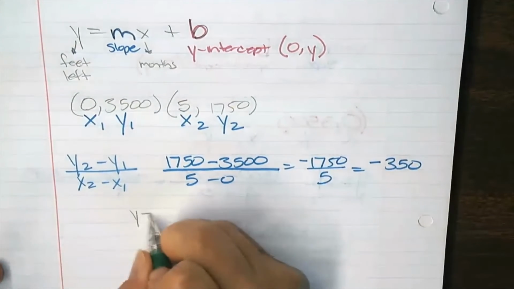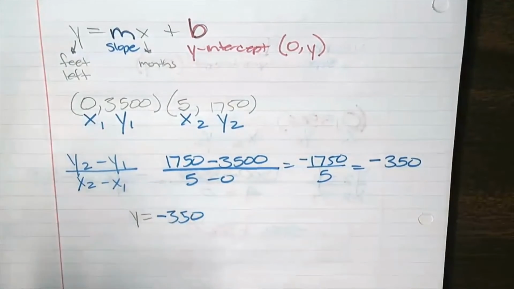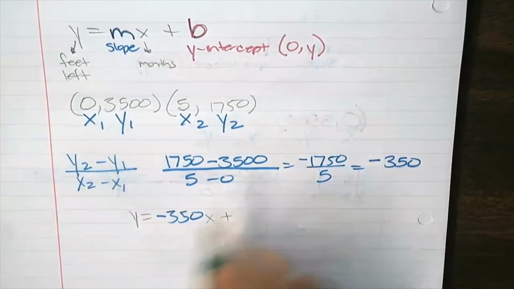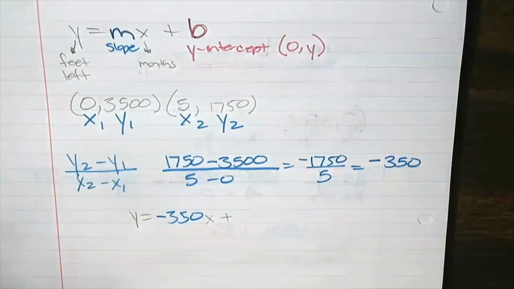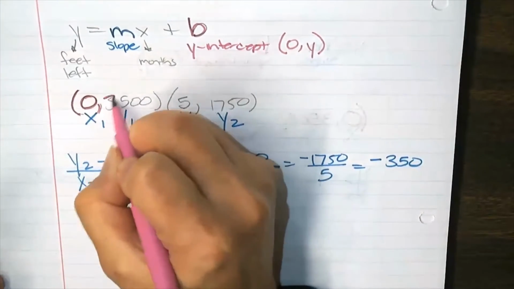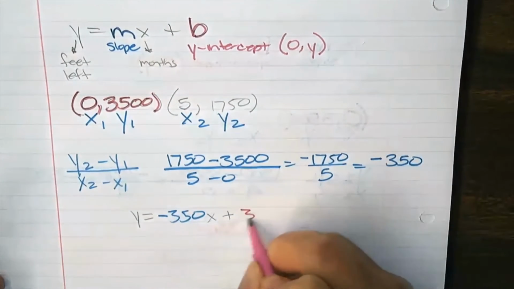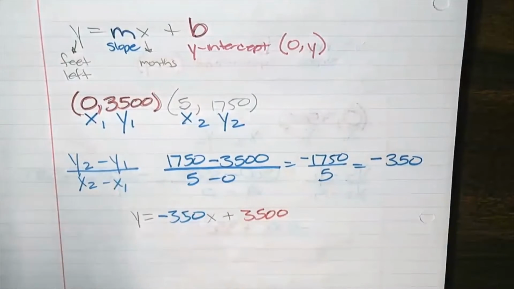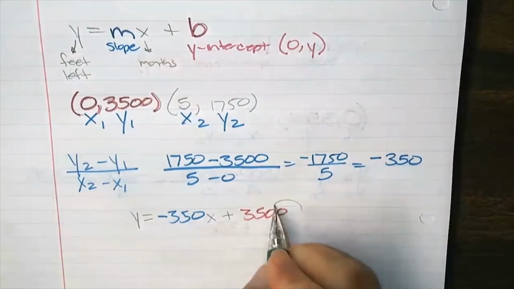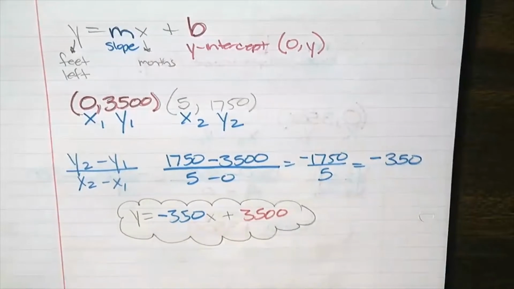So I've got y equals negative 350x plus my y-intercept. When x is 0, y is 3,500. So this is the first part of the problem. They asked us to find the equation, and we did.